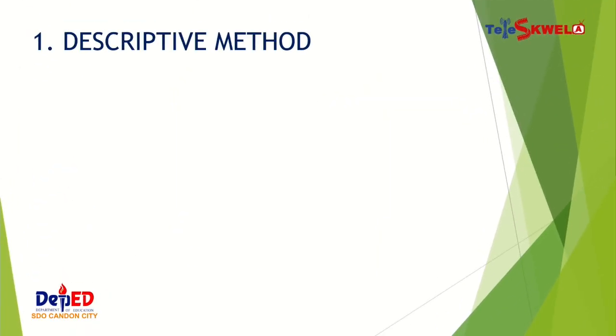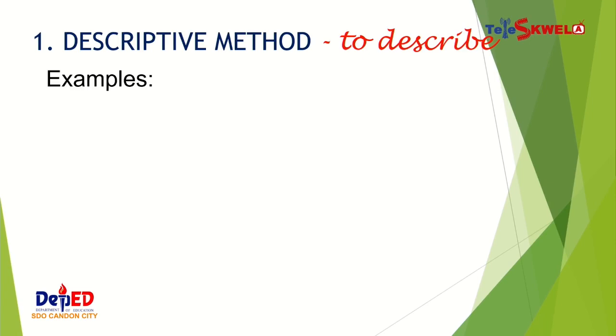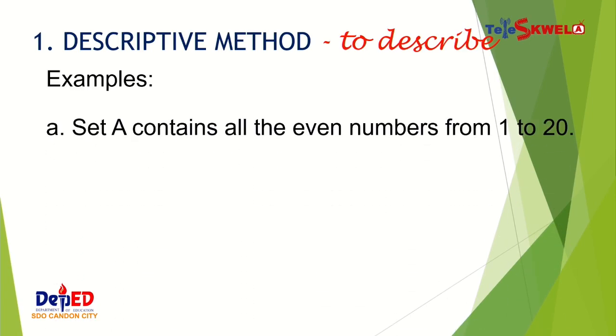The first method to describe a set is the descriptive method. It is a method wherein you simply describe what is inside the set. Examples: set A contains all the even numbers from 1 to 20. So what are the descriptions of the elements of set A? The elements are all the even numbers from 1 to 20.